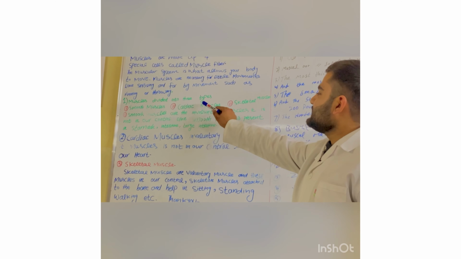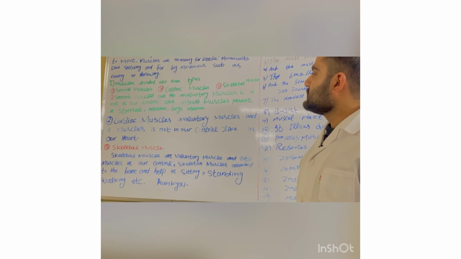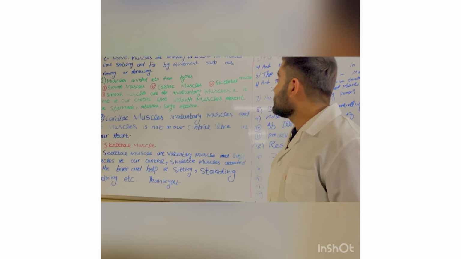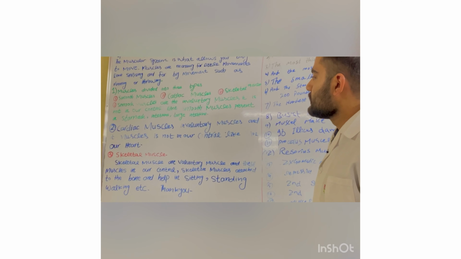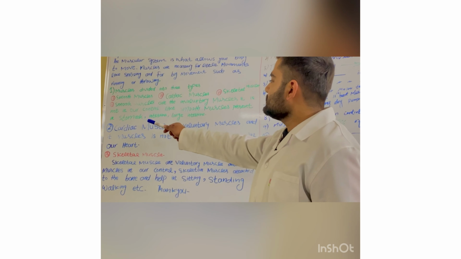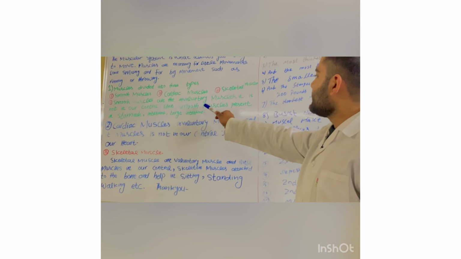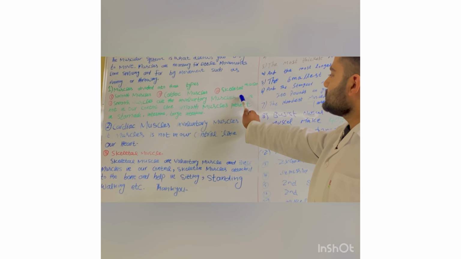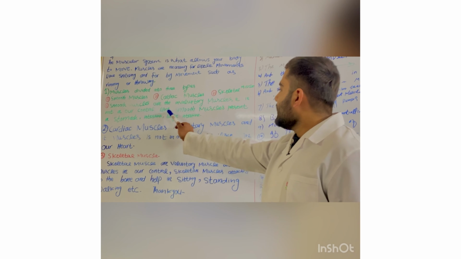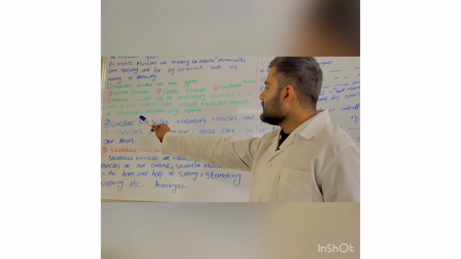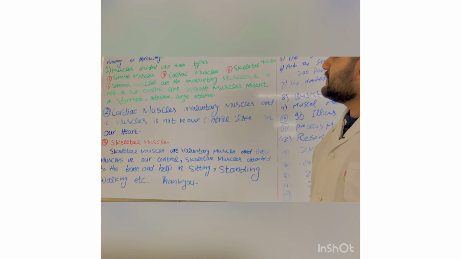Muscles are divided into three types. First of all we have smooth muscles, then cardiac muscle, and the third type is skeletal muscle. Smooth muscles are involuntary muscles. They are not in our control, like the smooth muscles present in the stomach, intestine and large intestine.